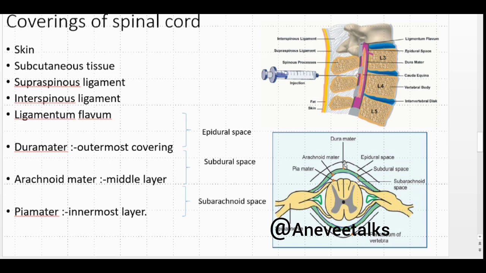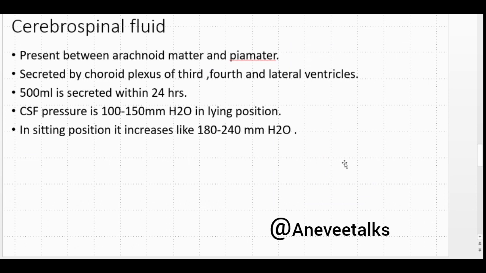Before going through these meninges, we will pierce some structures. First we pierce the skin, then subcutaneous tissue, then the supraspinous ligament and interspinous ligament, and next the ligamentum flavum. After piercing the ligamentum flavum, we have the epidural space, present between the ligamentum flavum and dura mater. So the spinal cord is like a king, and his kingdom is covered by three protective layers.